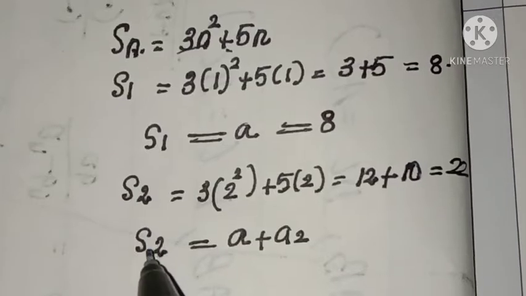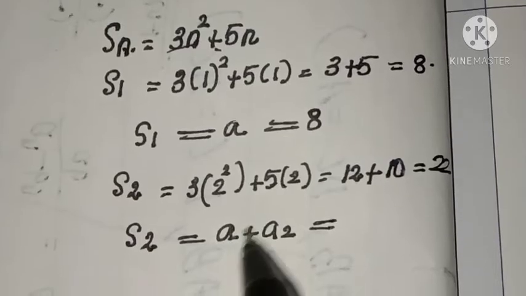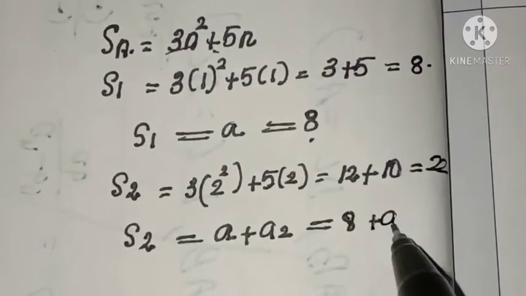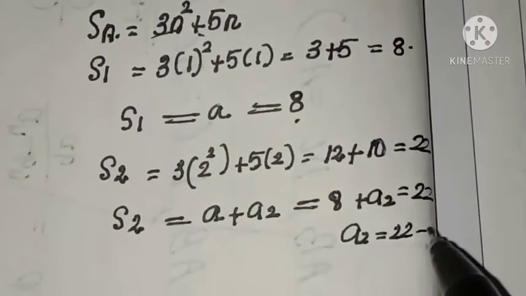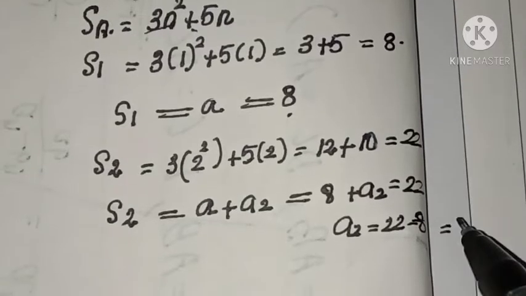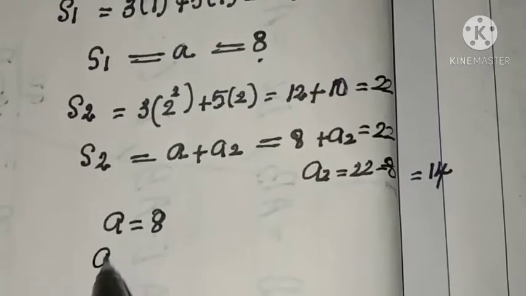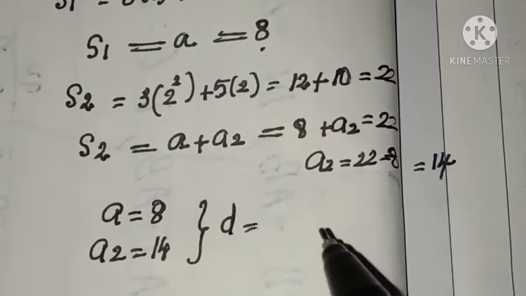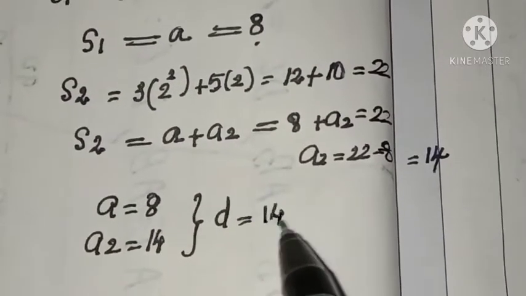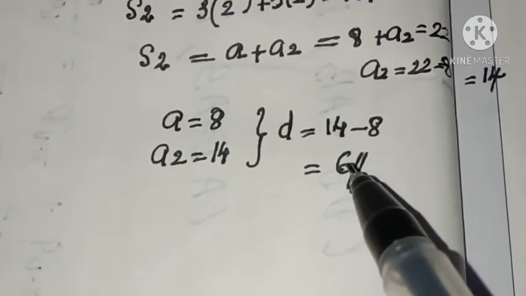Now listen, S2 is actually the sum of the first two terms, so first term plus second term. Now here the first term is 8. So 8 plus a2 equal to 22. So what is a2? a2 is equal to 22 minus 8, which is 14. So listen, the first term is 8 and the second term is 14. From here we can easily write the common difference. What is the common difference? Second term minus first term, 14 minus 8 equal to 6.